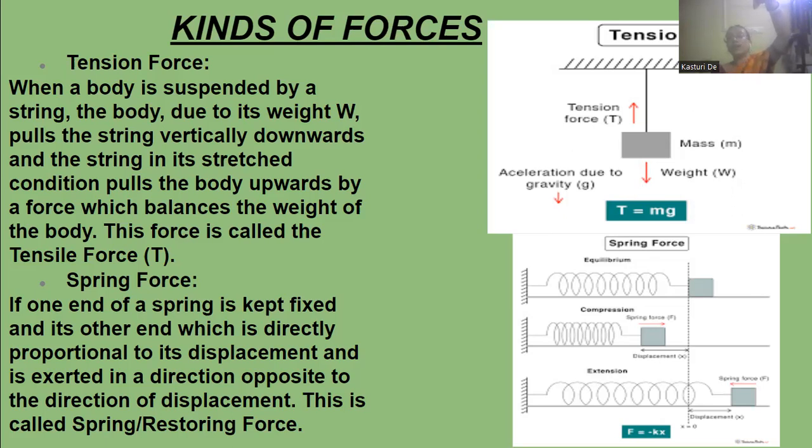And the string in its stretched condition pulls the body upwards by a force. The weight will pull the bob downwards, and the string will pull the bob upwards, which will balance the weight of the body. So this force is known as tension. From the picture we can see this is the surface to which the string is attached, and this is the mass, the object being suspended. This is the string.